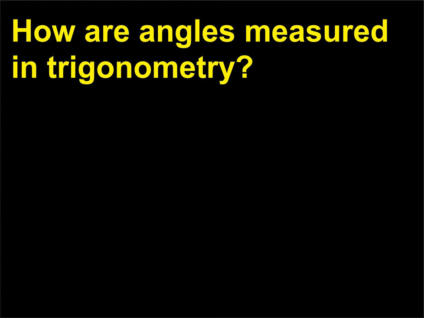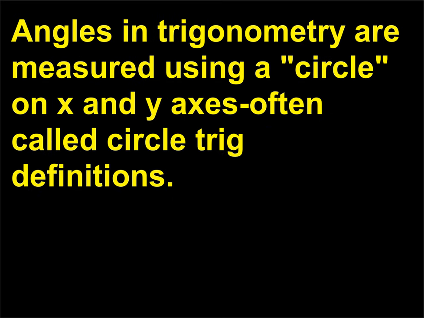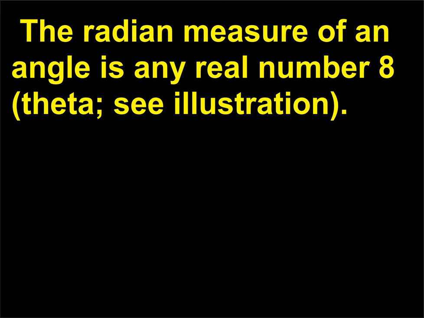How are angles measured in trigonometry? Angles in trigonometry are measured using a circle on x and y axis, often called circle trig definitions. The radian measure of an angle is any real number θ, see illustration.